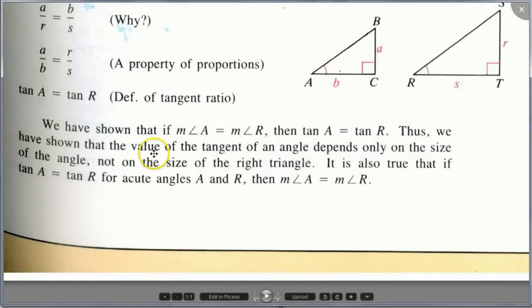Look what it says here. Tangent of an angle depends only on the size of the angle, not the size of the triangle. Okay? So if you know the tangent ratio for 30 degrees for one triangle, guess what? It's always going to be true for every similar triangle. In other words, for any 30, 60, 90 degree triangle, the tangent is always the same. So you just have to find one. So watch this.